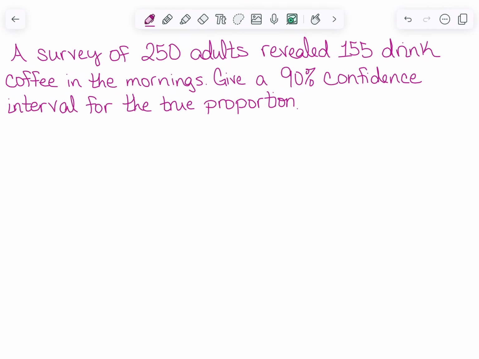Let's suppose we had a survey of 250 adults that revealed that 155 of them drink coffee in the mornings. And I want to give a 90% confidence interval for the true proportion of adults that drink coffee in the mornings.